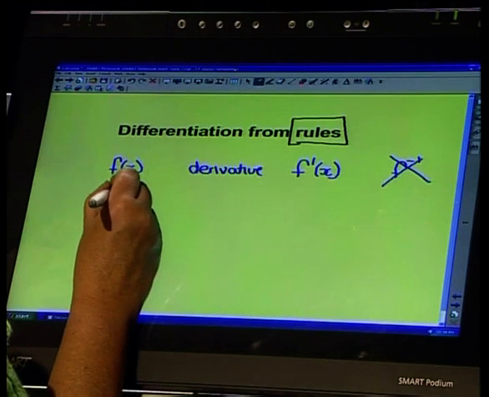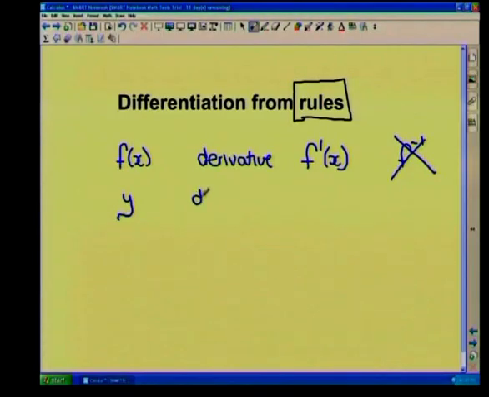The next one is if I'm talking about y, I talk about the derivative as dy dx. Now, you might remember when I was talking about a gradient earlier on, I talked about the change in y over the change in x. And I told you that this was the Greek symbol delta, which would be the letter d. And so you can see clearly where the dy dx came from.